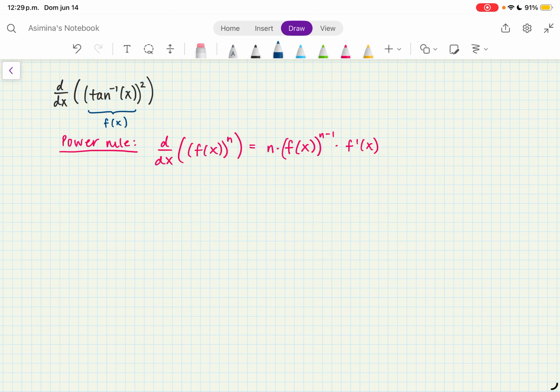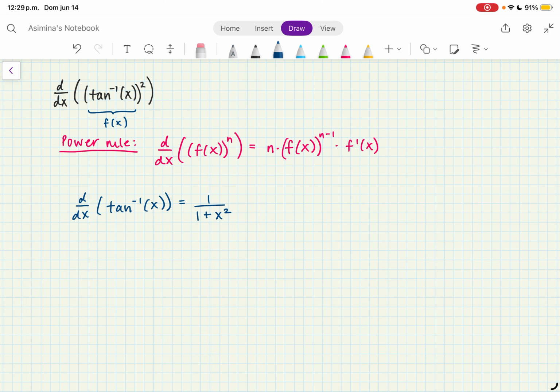And so now here, in our problem, f of x is tan inverse of x. So before we actually apply the power rule to our function tan inverse of x all squared, let's recall what the derivative of tan inverse of x is. The derivative of tan inverse of x is 1 over 1 plus x squared.